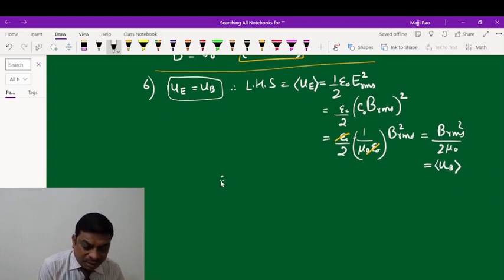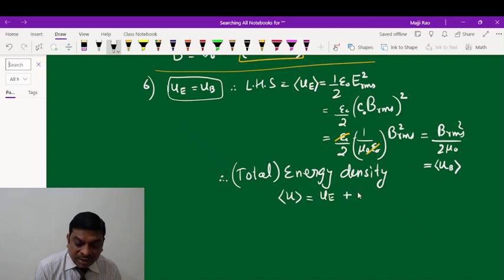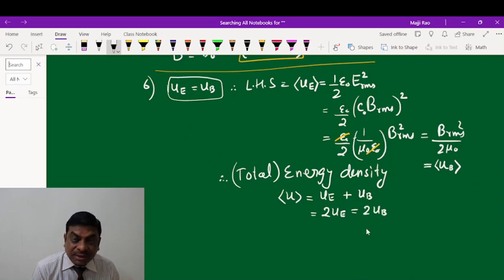So that is, we can say, the total energy density carried by the wave will be equal to the average energy density due to the electric field plus the average energy density due to the magnetic field, which can be written as twice the average energy density due to the electric field, or twice the average energy density due to the magnetic field. So this will be epsilon 0 E_RMS square, or this will be B_RMS square by mu naught.